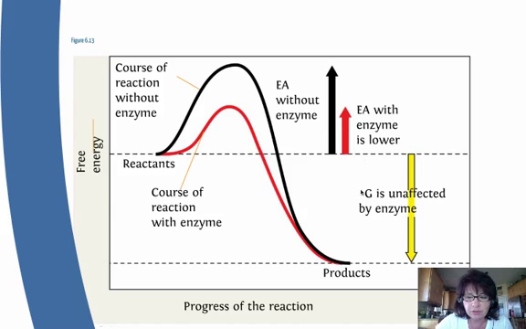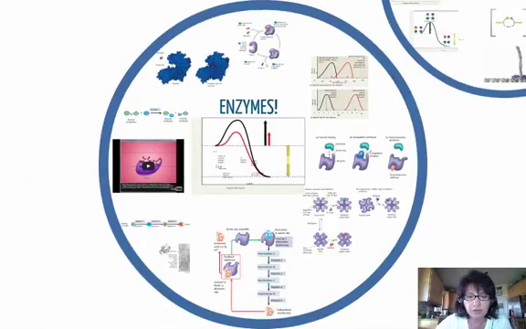The delta G is unaffected. We still start out here, we end up over here. It just means it is more likely for this reaction to take place. It's easier to overcome this energy barrier. And in the next screencast, we will focus on the enzymes and how they do that.